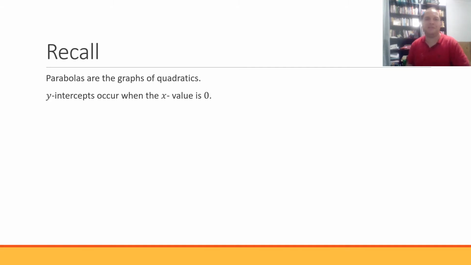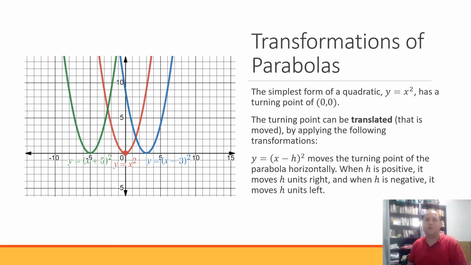Alright, so the biggest things we want to remember, guys, are that parabolas are the graphs of quadratics. Another good thing to remember is that we can find our y-intercepts when the x value is 0. Now the simplest form of our quadratic, y equals x squared, often called our base form, has a turning point of 0, 0, and we can see that here with our red graph.